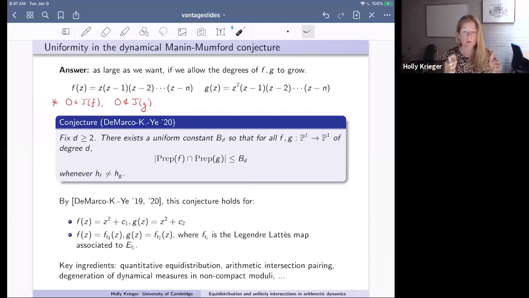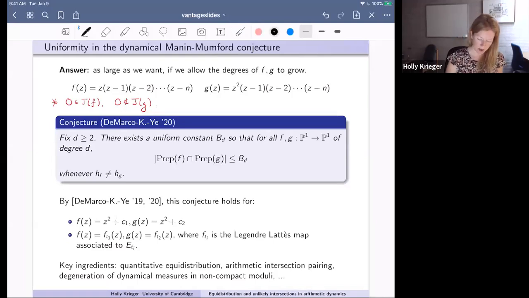That there is some uniform bound on the number of common preperiodic points for two maps which have distinct dynamical heights. And I'm realizing that I should have added that this is actually over a number field so that this part makes sense, but let's just leave that there. All right, so why do we make this conjecture? Well, first of all, we have some evidence for it in very limited cases. So in the case when both f and g are quadratic polynomials, we know that this conjecture holds.